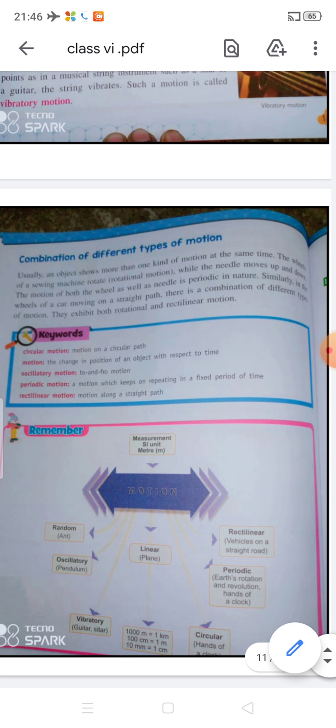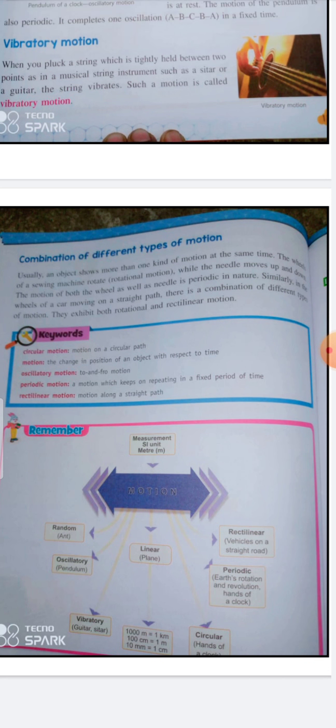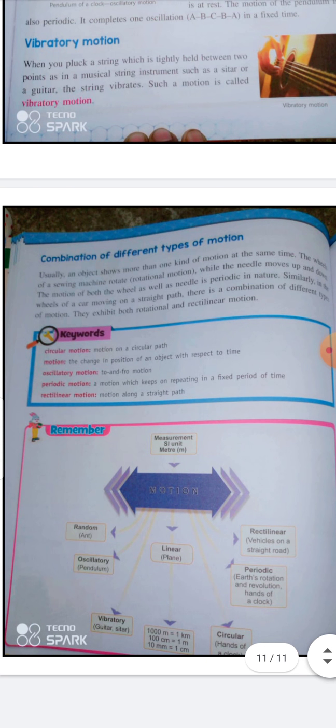Okay, in the next class we will discuss the measurement of distances.